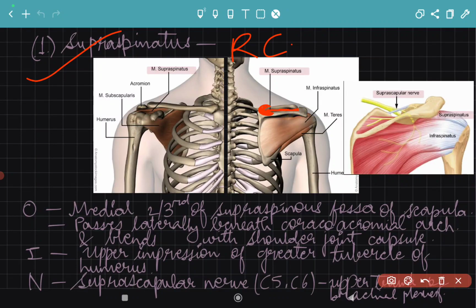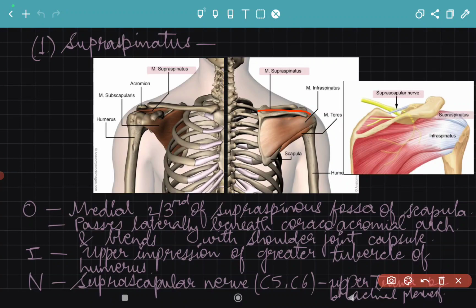traverses laterally beneath the coracoacromial arch, which can be appreciated in this anterior view and over here in this posterior view. It traverses this way laterally beneath the coracoacromial arch to insert on the upper impression of the greater tubercle. While inserting, it blends with the capsule of the shoulder joint. So this was about the origin and insertion of the supraspinatus muscle.